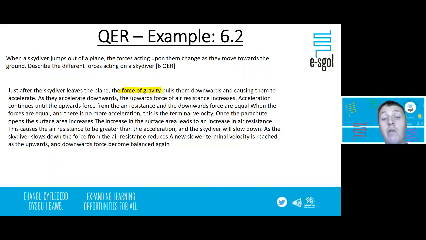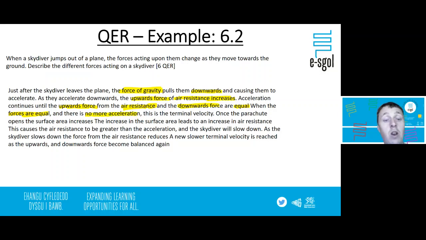So the force of gravity pulls them downwards. So we demonstrate an understanding of what the force is and the direction, causing an acceleration. The acceleration is downwards, and the upwards force of air resistance is increasing. So again, like we just demonstrated, we understand first phase is leaving the plane. Second phase is that acceleration that might be decreasing. And the acceleration will continue until the upwards force from air resistance and the downwards force are equal. When the forces are equal, there is no more acceleration.